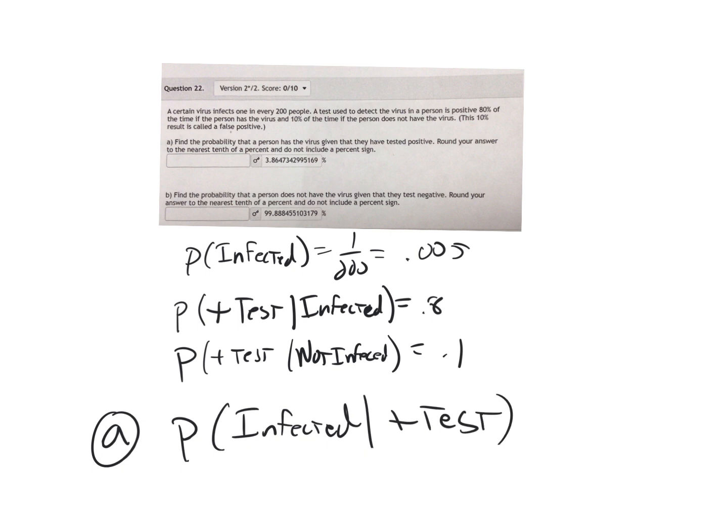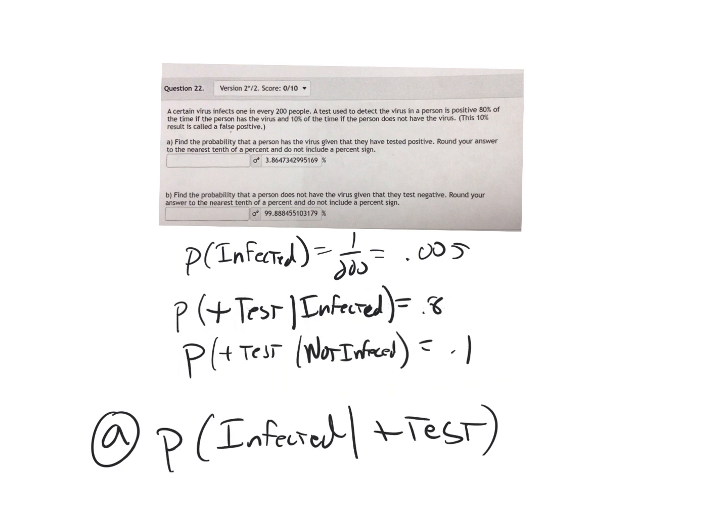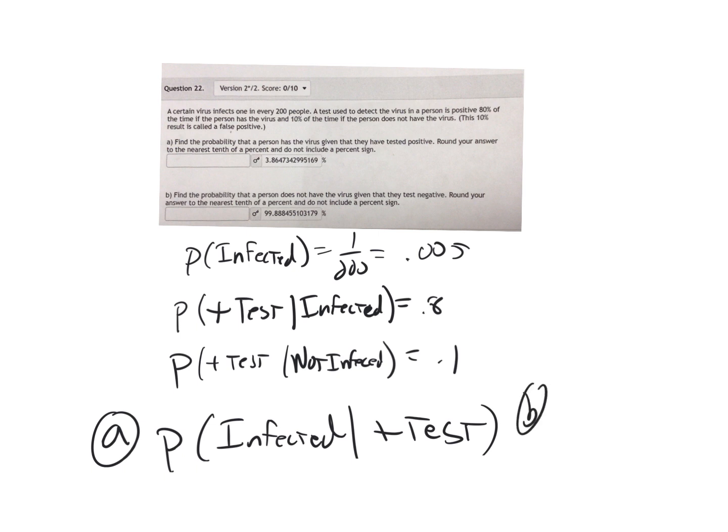And then for part B, can I select everything here? Come on, give me everything. No, I guess not. For part B, they're asking us what's the probability that somebody's not infected, given that they test negative.